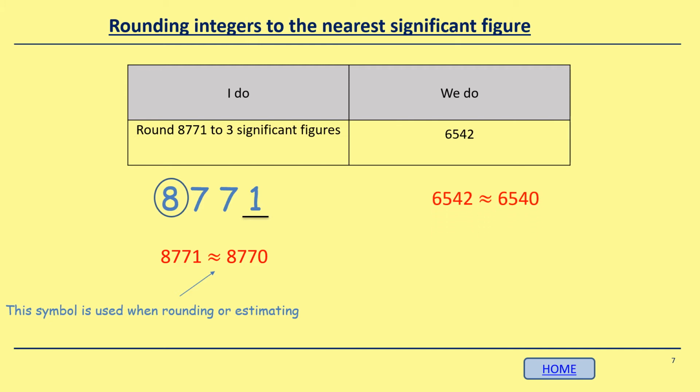The answer is 6,540. It's 3 significant figures, so the cut-off point is between the 4 and the 2, so because it's a 4 it stays the same.